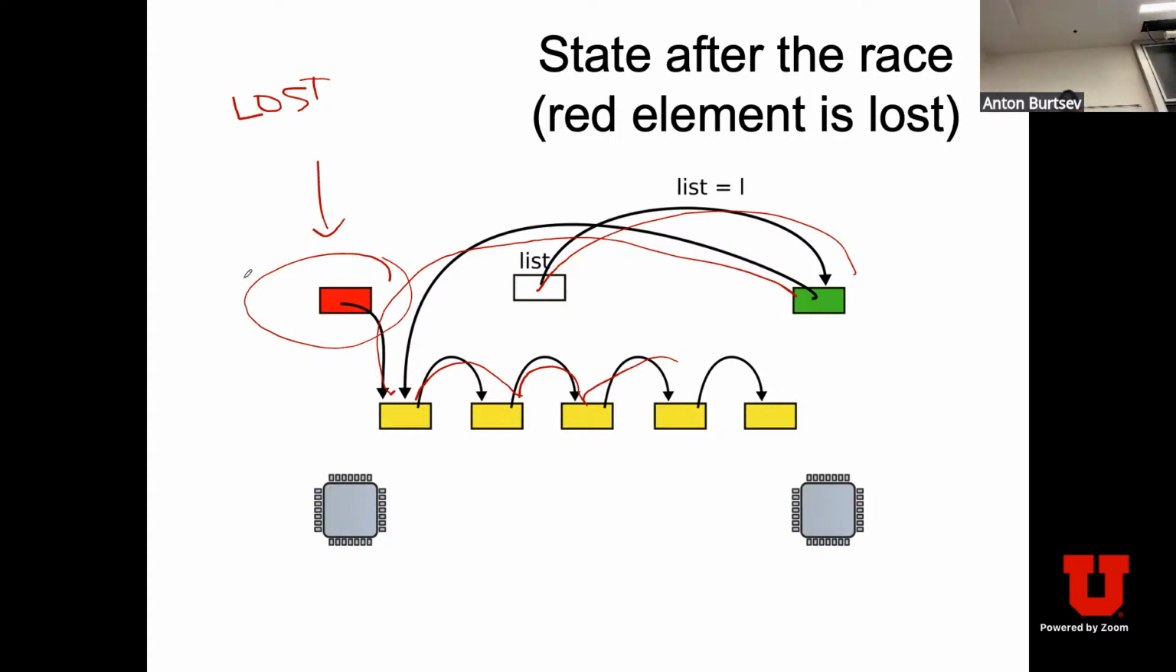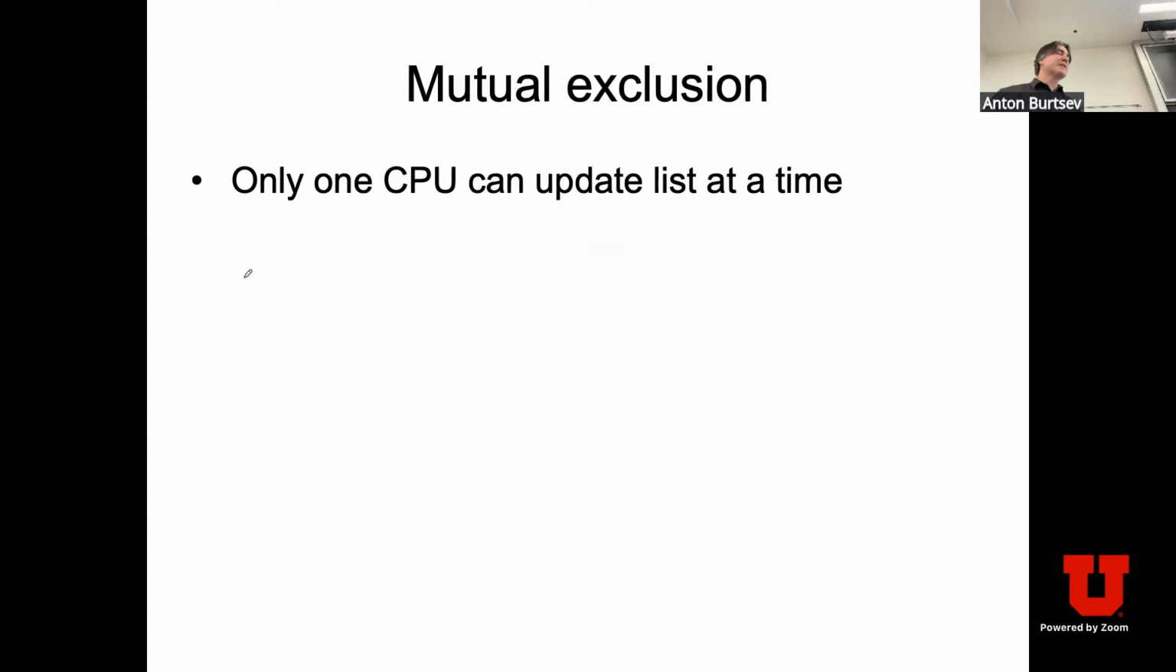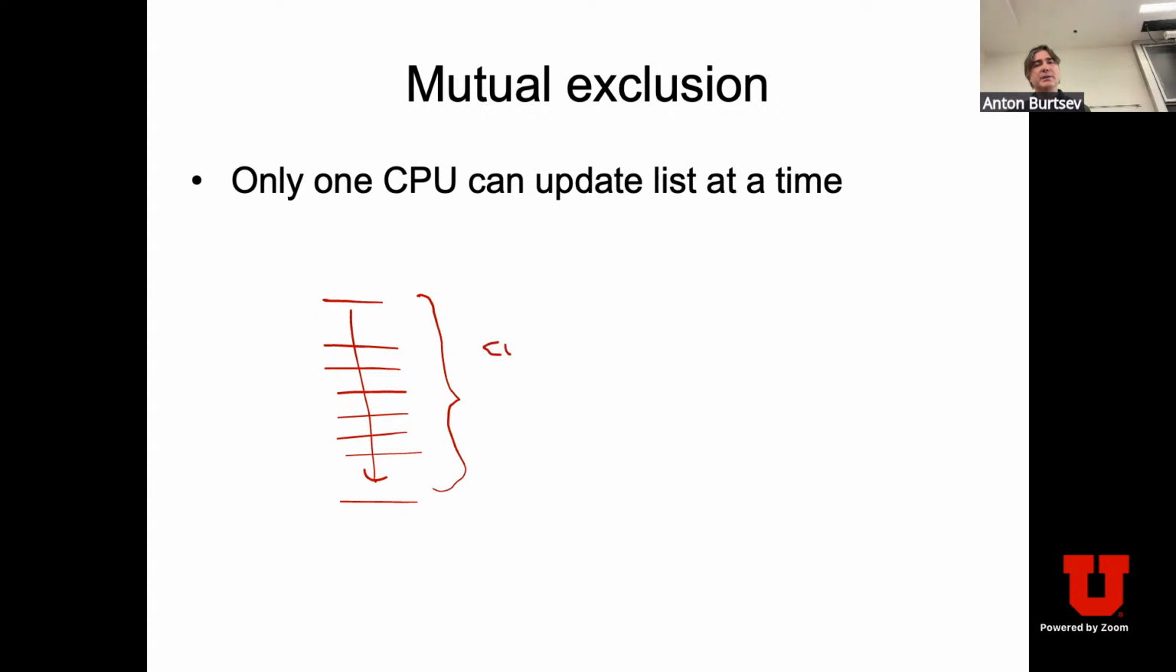How can we fix it? We have to lock. So what does it mean to lock? There is an idea that we implement something called mutual exclusion. At a high level, we just want to make sure that certain operations, certain instructions, can only be executed by a single CPU at a time. And this region of code, we call it a critical section.